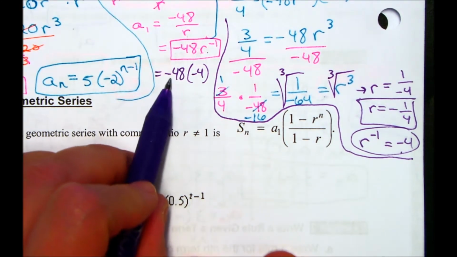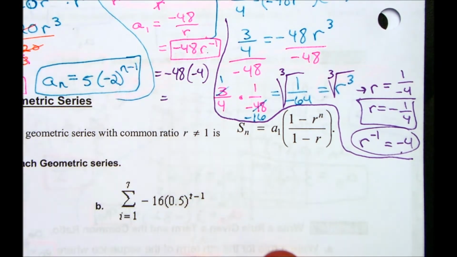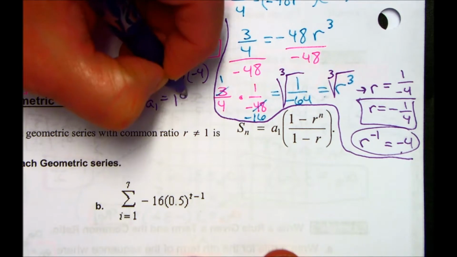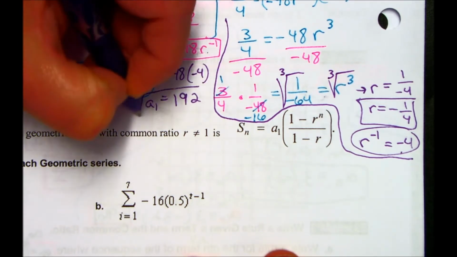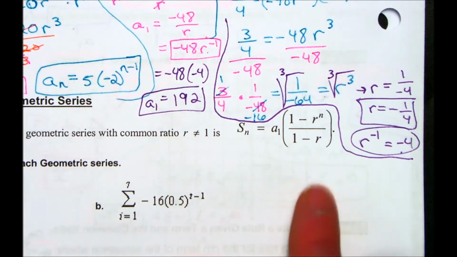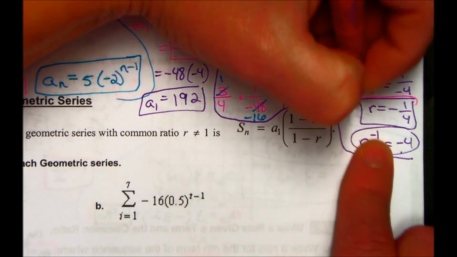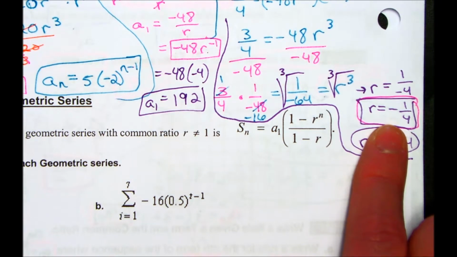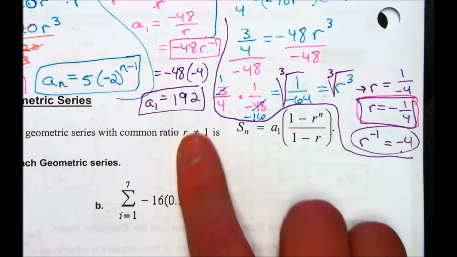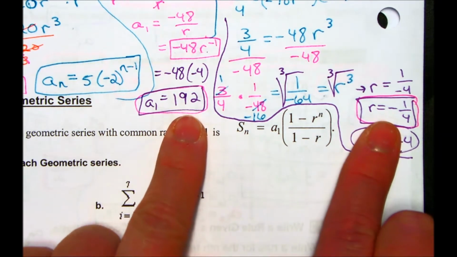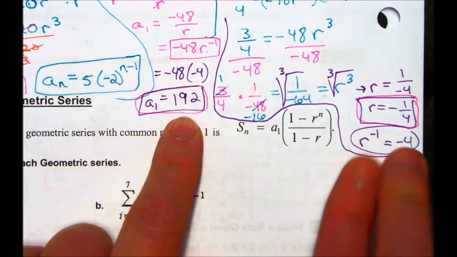So now I'm going to multiply the negative 48 and the negative 4. They're both negative, so that's going to give me a positive 192. So don't forget we are using the r, which is negative 1/4, for our equation, or our rule formula that we're going to write in a minute, and a sub 1. But we have both pieces of the puzzle now, so we can put it together.